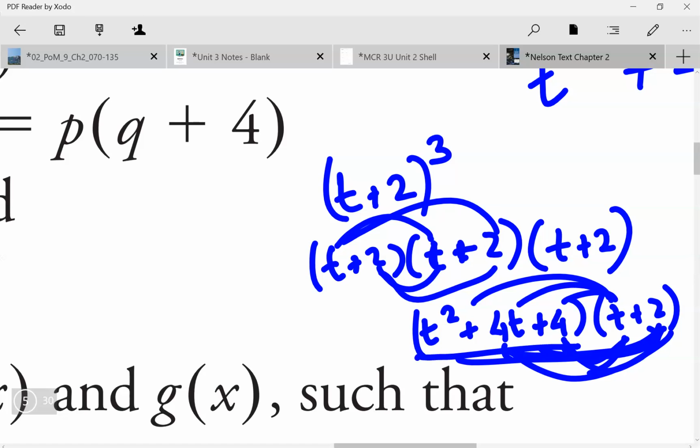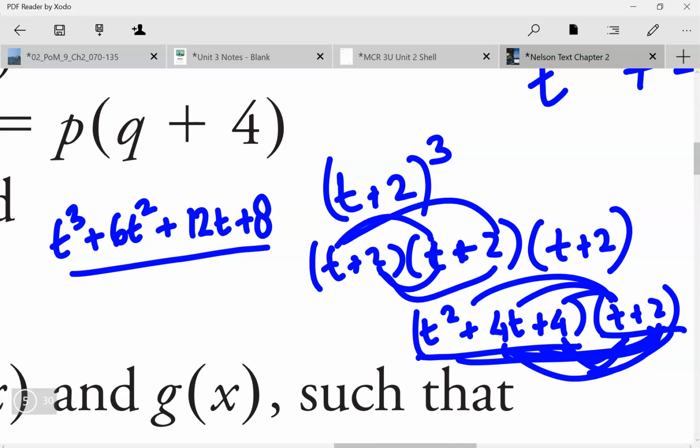So you're multiplying this by this, it will give you the same answer no matter which way you do it. You just got to remember to put all the arrows correctly, all the crab claws in there. And I know you will get the answer t cubed plus 6t squared plus 12t plus 8, I believe, is your answer. Please do that expansion. Let me know.